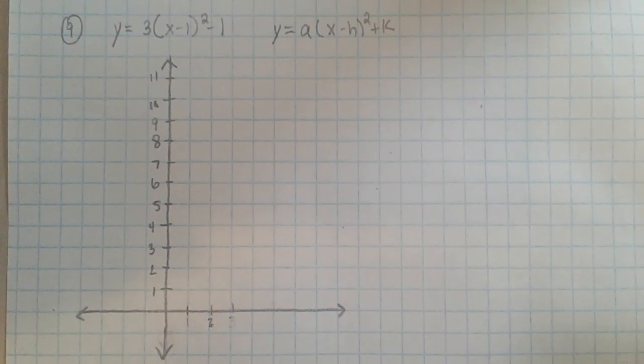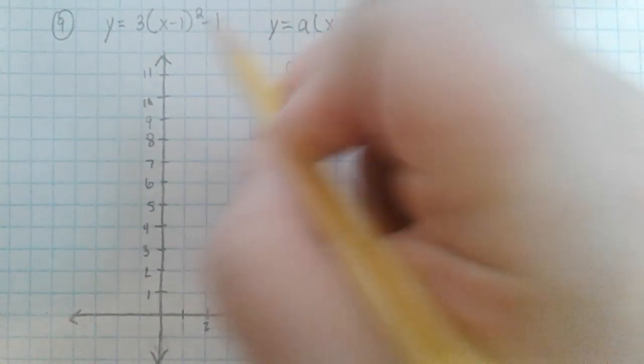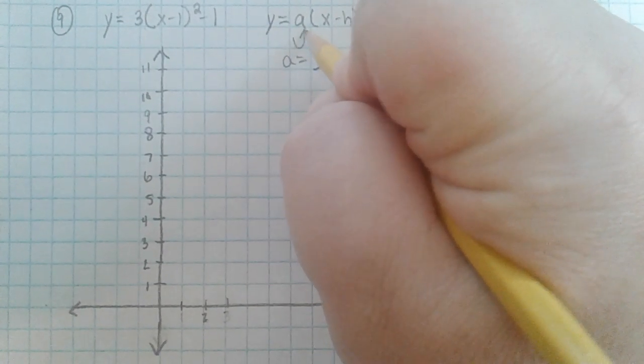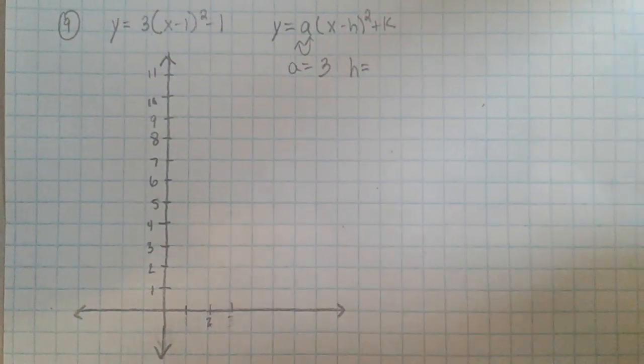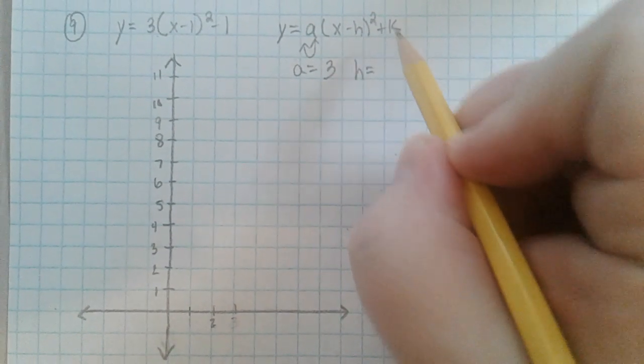We see it's y equals a times (x minus h) squared plus k. I want to identify the a, the h, and the k. The a is the number up front. That's 3. Because it's positive, we know that this graph's going to open up. Remember the trick with the h and k. Switch the h, keep the k. Because the word switch has an h, the word keep has a k.